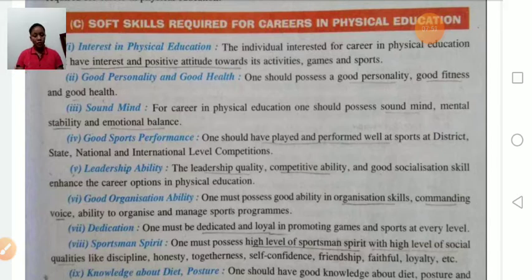Competitive ability, good socialization skill, good organizational ability. One must possess good ability to organize so that you can organize any activity. You should have a commanding voice. Ability to organize and manage sports programs.